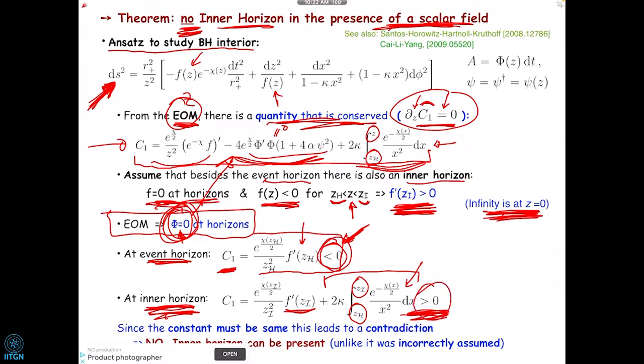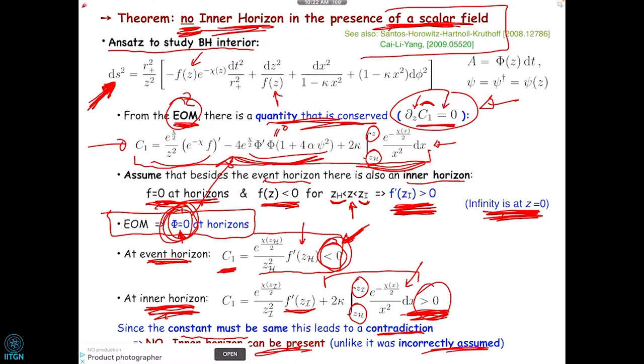But C1 must be a constant from the equations of motion. So we get a contradiction. But this contradiction simply says that our assumption that there is a winner horizon is false. So we assume that it was present, but it cannot be present. So in the presence of a scalar field, we have shown that we can have no winner horizon.